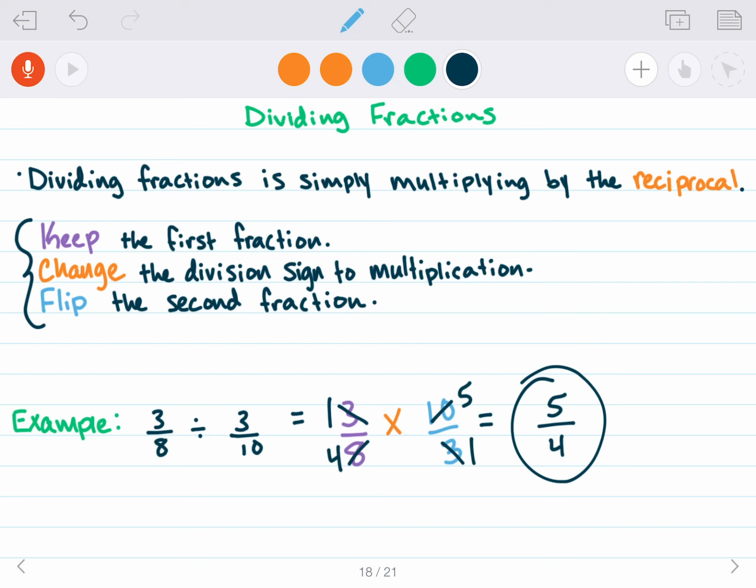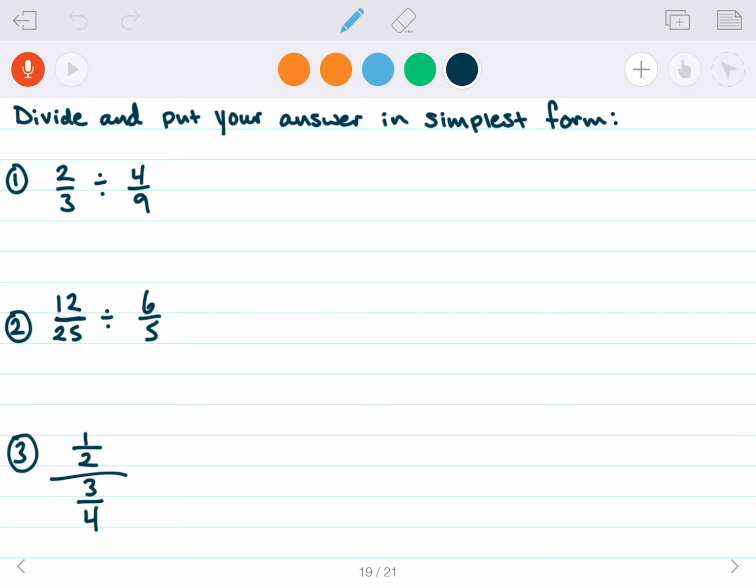So keep, change, flip. That's how we do it. Let's do some more examples. Okay, so divide and put your answer in simplest form.